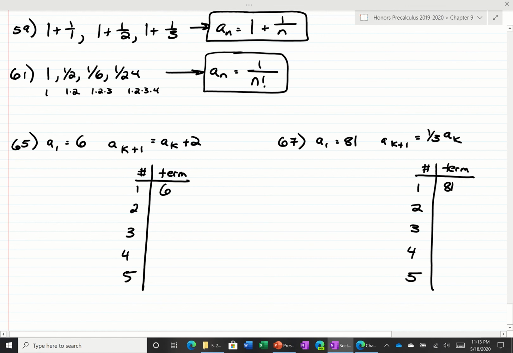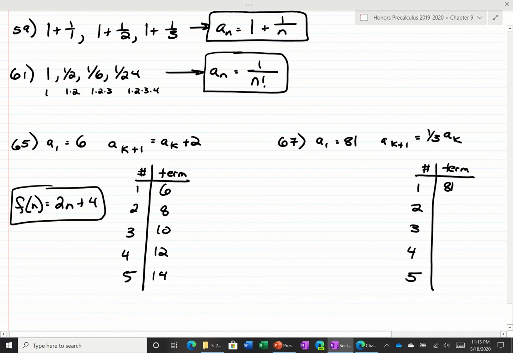For 65, the first term is 6, and to get the next term, we take the previous and add 2 to it. So it looks like our function rule would be we're adding 2. So it's arithmetic, 2n plus 4. Looks like that'll get the job done. 2 times 3 is 6, plus 4 is 10.